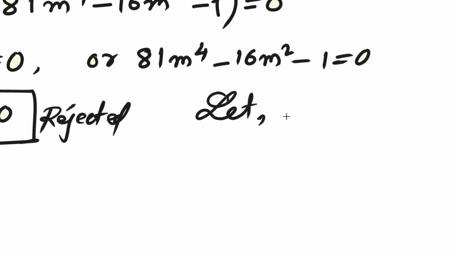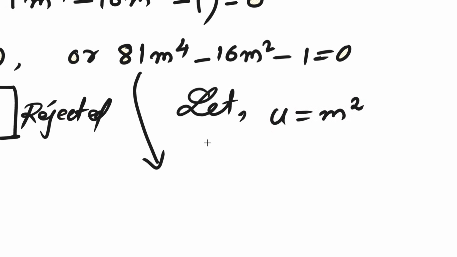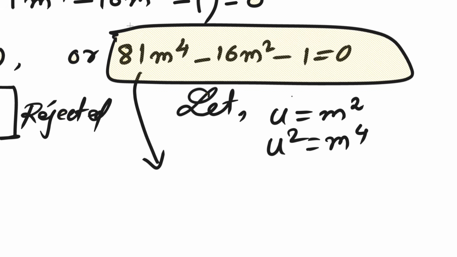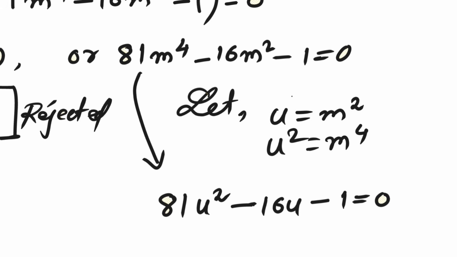Let's define a new variable. We'll say u equals m squared. Now, if u equals m squared, then u squared equals the quantity m squared whole squared, which is m to the fourth. So m to the fourth can be replaced by u squared, and m squared can simply be replaced by u. Therefore, our equation 81m to the fourth minus 16m squared minus 1 equals 0 becomes 81 u squared minus 16 u minus 1 equals 0.